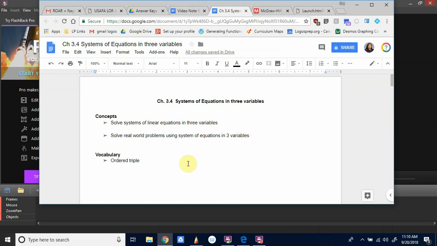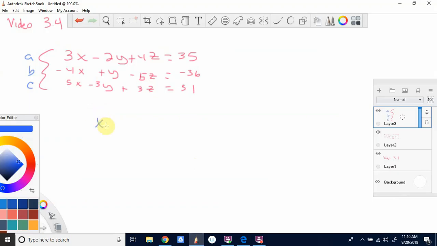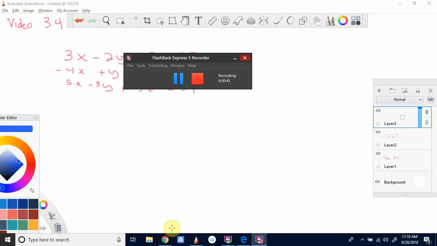So we only have one vocabulary word. It's called ordered pair. It's a solution to a system in 3 variables that's written in the form of x comma y comma z. All right, so let's get right into it. So let's look at our video notes.